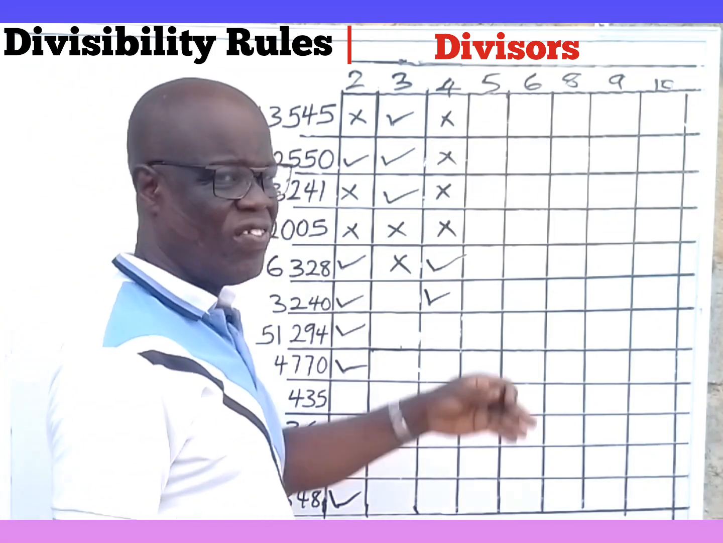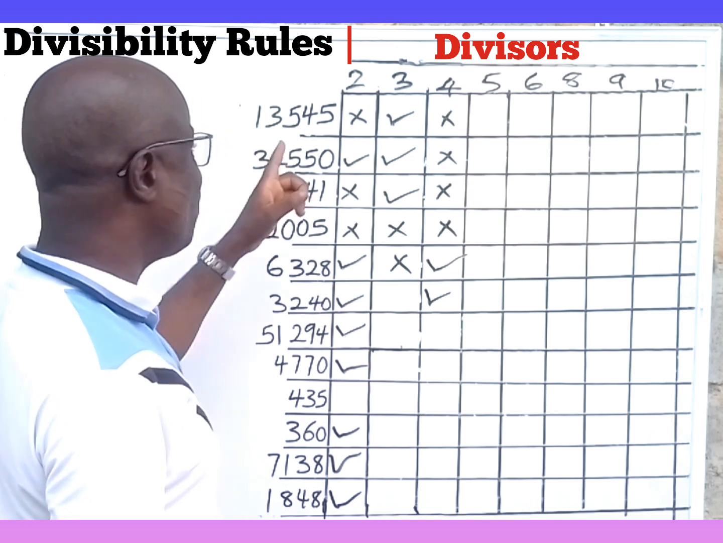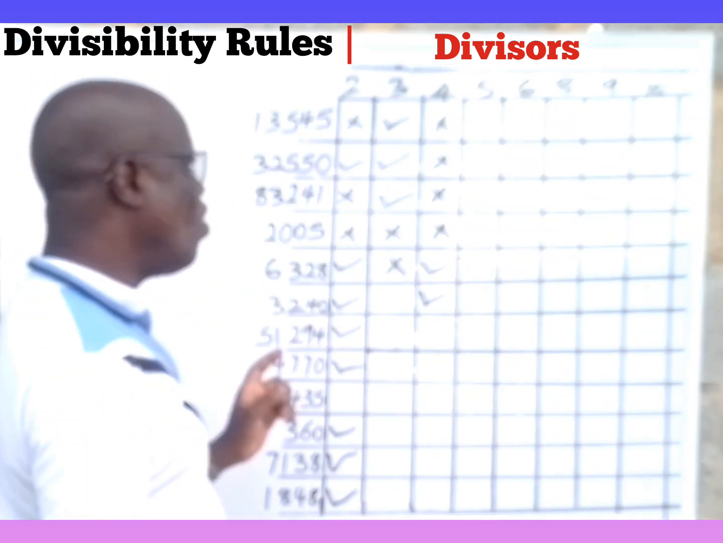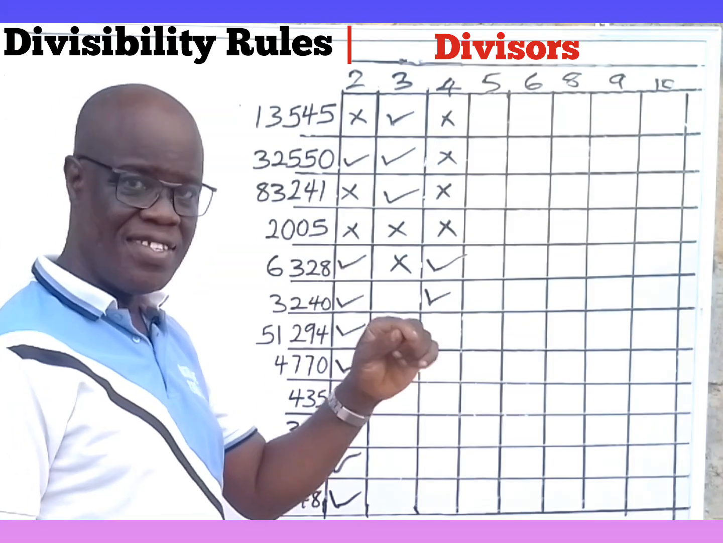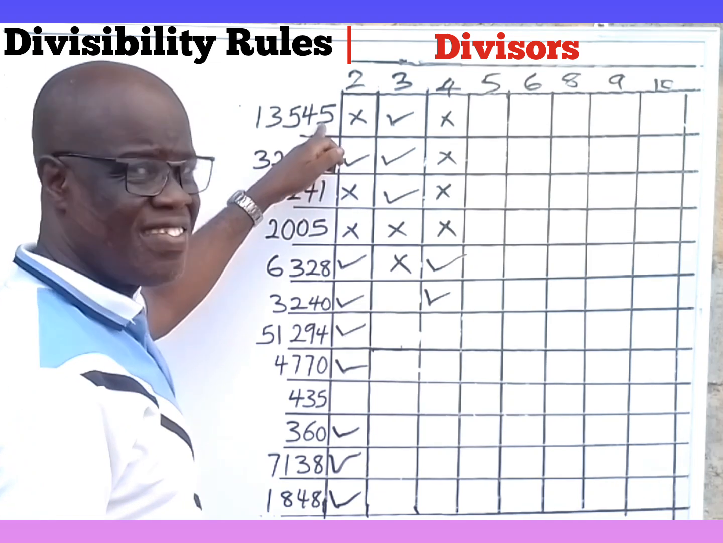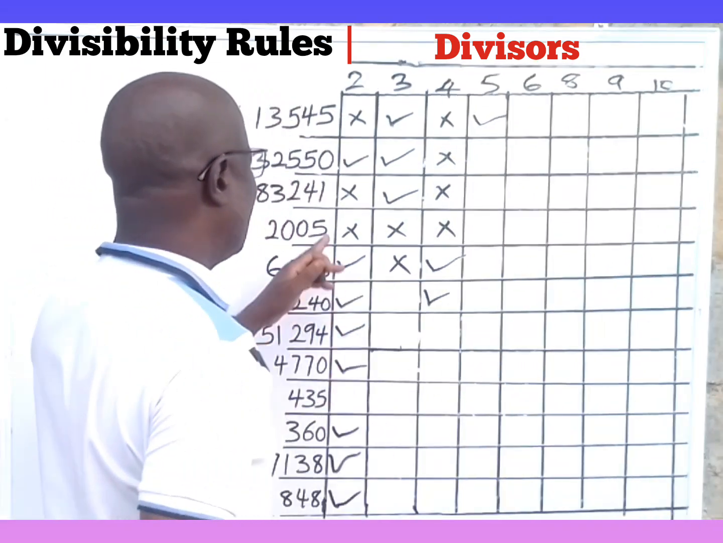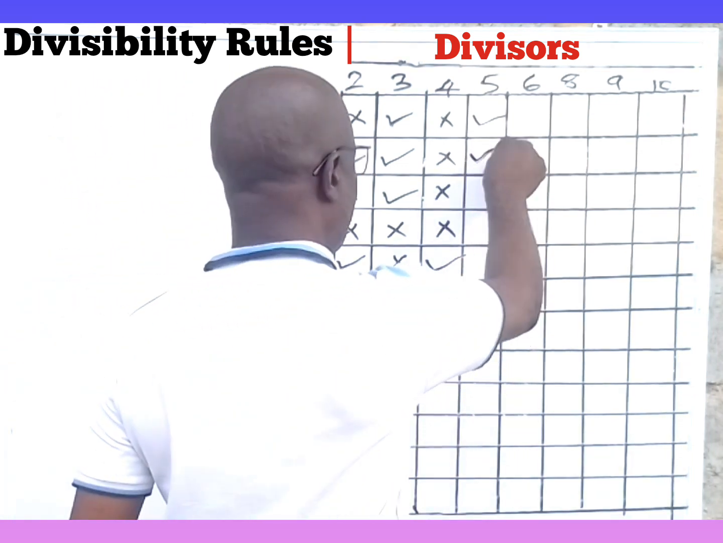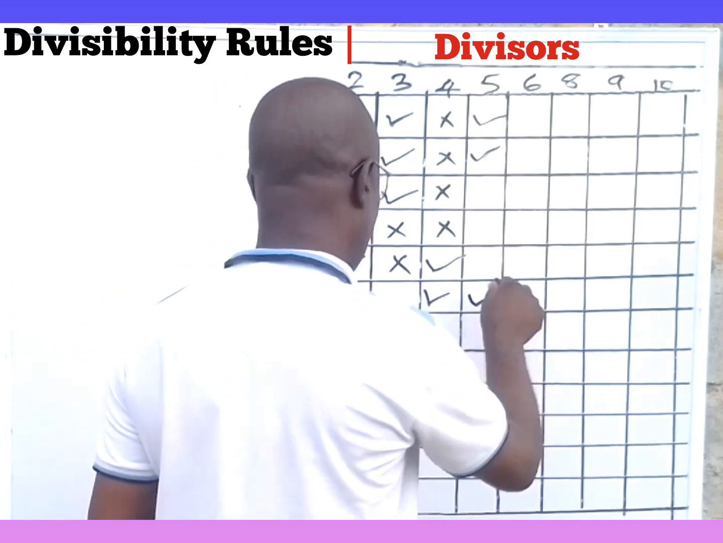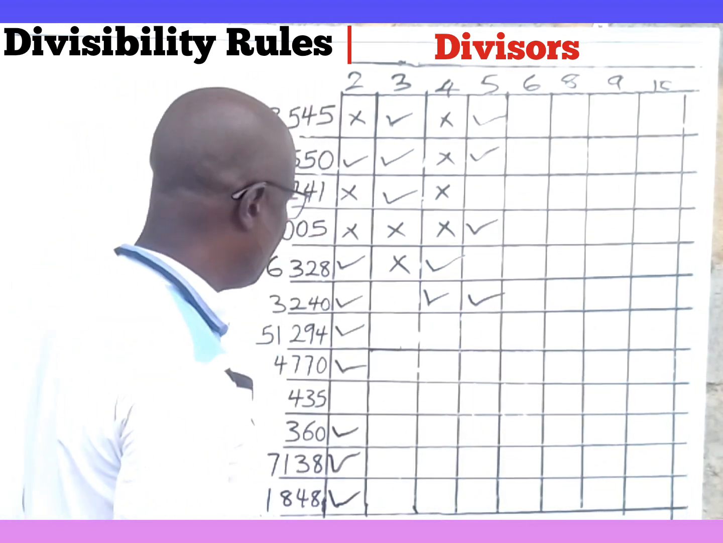Now let's look at 5. How do you know that a particular number can be divided by 5? Now, if the last digit in that number is 5, it can be divided by 5. Or if the last digit in that number is 0, it can be divided by 5. For example, this is the last number, which is 5. So this can be divided by 5. This is 0. This can be divided by 5. Now let's look at another one. This is 0. This can be divided by 5. Now this also can be divided by 5. Which other one?